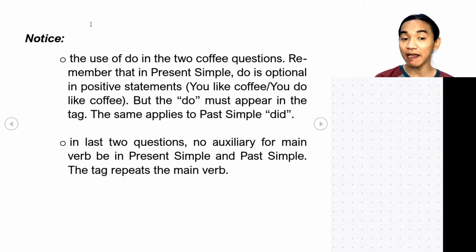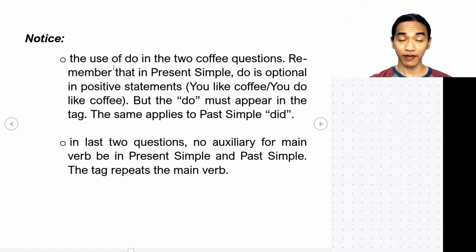Then if it's in simple past, definitely you have to use did. Don't use do because it's only for present. You have to make it did. Next one. In the last two questions, there are no auxiliary verbs, although they are your be verbs, they function as your main verb. So therefore, just repeat them and make them negative. All right, I think that is very clear, and I would like you to please practice more on the positive statement tag questions.